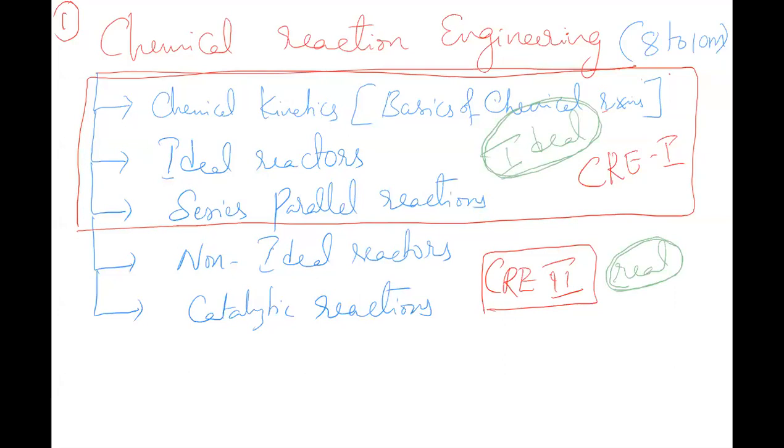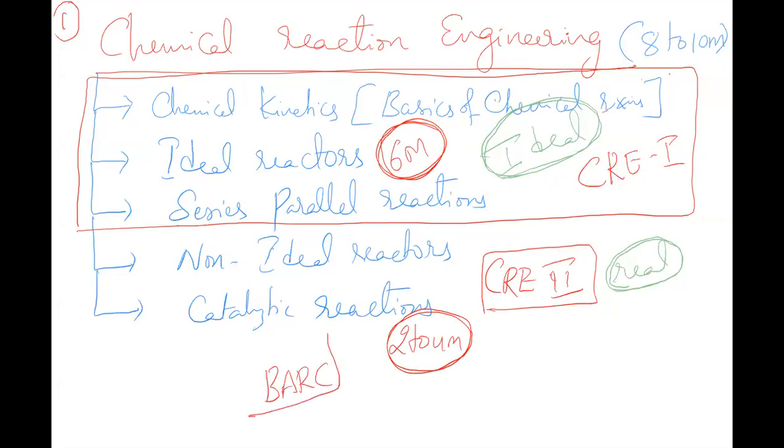So CRE1 is important from the GATE point of view. The weightage in the GATE exam is something like 6 marks, which you will get in CRE1 itself. CRE2 is something like 2 to 4 marks. And then CRE is important for, let's say, GATE BARC interviews. If you are attending BARC interviews, this is one of the important parts.